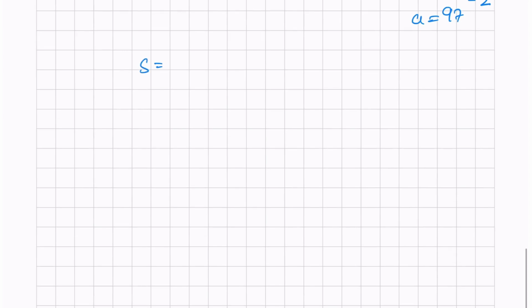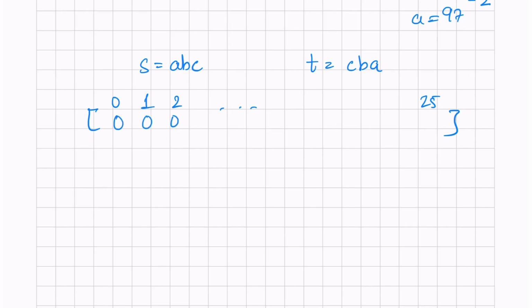Let's look at a happy example and let's simplify a little bit. So let's say S is A, B, C, and let's say T is CBA, right? That simplifies the array a bit as well. So let's say indexes 0, 1, 2, and so on up to 25. Now let's go over S, and the default values in this array are all going to be zeros, right?